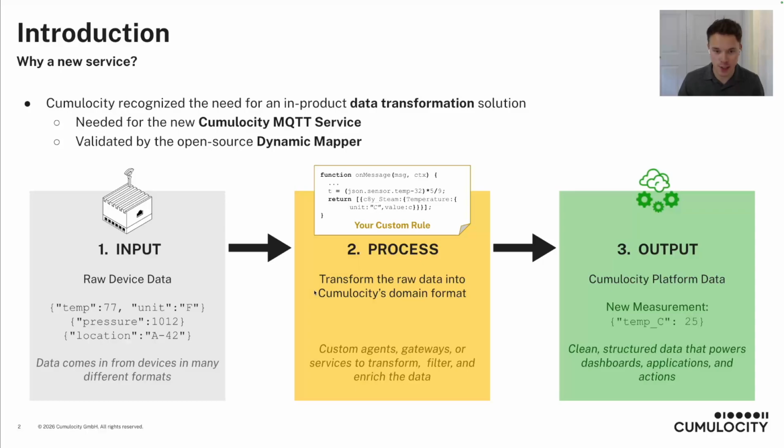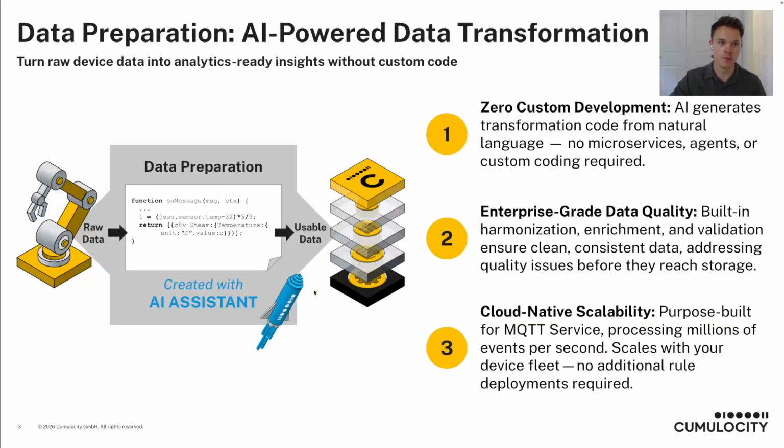And I'm going to take you through data preparation, what it means for you, and how you can get access to it today. So as I mentioned, data preparation is an AI-powered data transformation tool. And what does AI-powered mean? It means we as Cumulocity are giving you the tools necessary to do this sort of mapping from format A to format B using AI. We think this is a really good use case for AI, and it means that non-developers or business users are able to onboard devices and onboard data to Cumulocity as quickly and as easily as possible.